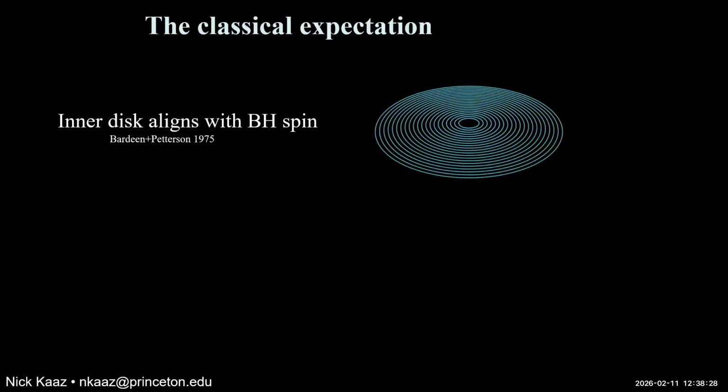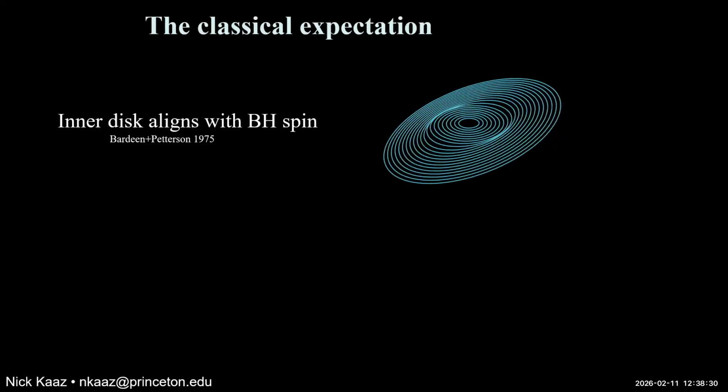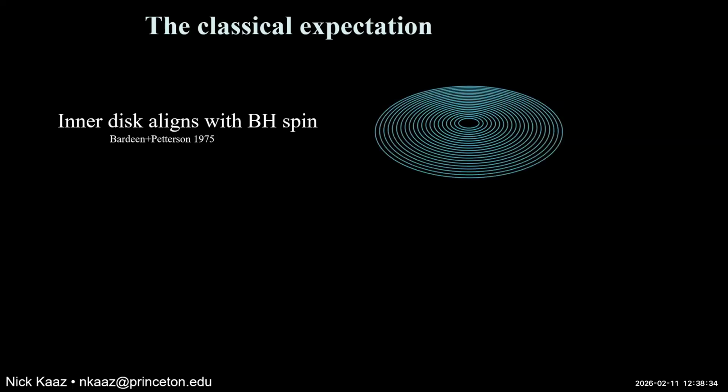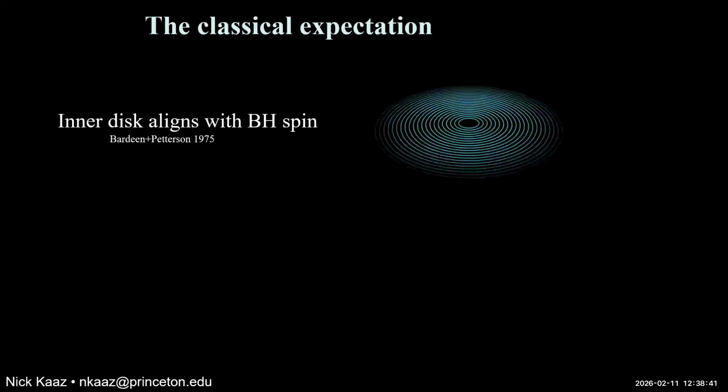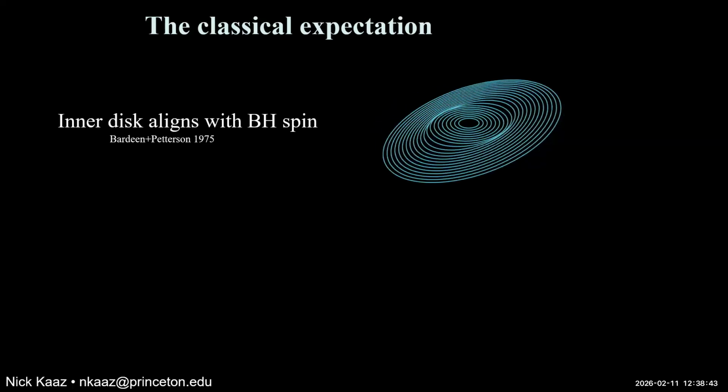What happens here is that a thin tilted accretion disk gradually aligns in its inner regions with the black hole spin axis, and nothing too interesting happens. If you believed that the story ended there, then there wouldn't be too much more interesting to talk about. But there are different things that happen, and there are issues with this.